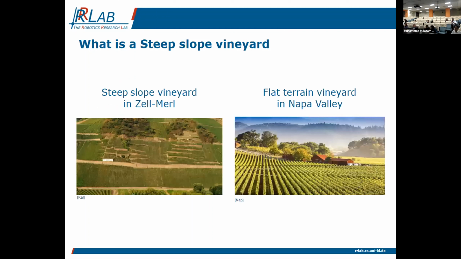So what is a steep slope vineyard? Here I have two pictures comparing the steep slope on the left side. This is my hometown, which is built, as you may see, in very steep terrain. These are inclinations up to 80–90%, here about 100%. In comparison to that, there is a flat terrain vineyard from Napa Valley in the USA. And I think it's relatively obvious that there is a different amount of work to be done in the left picture compared to the right picture.